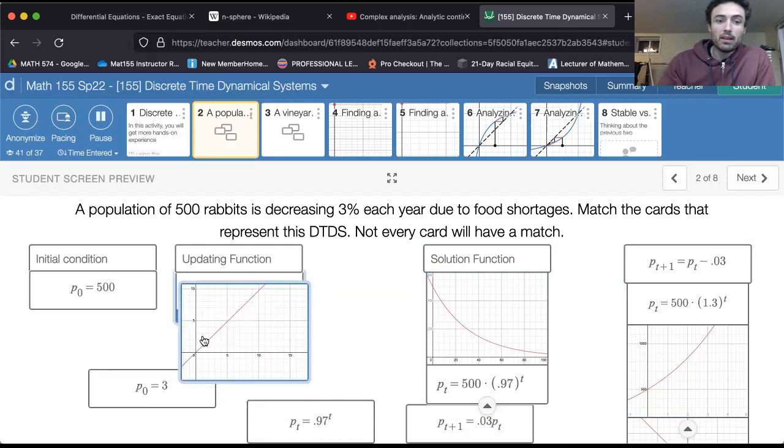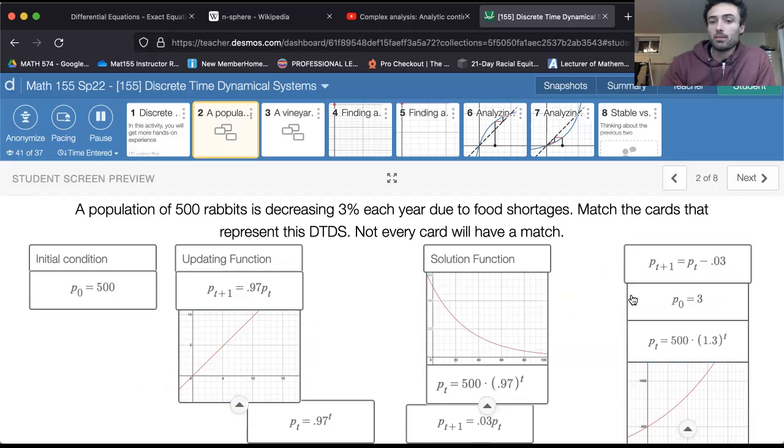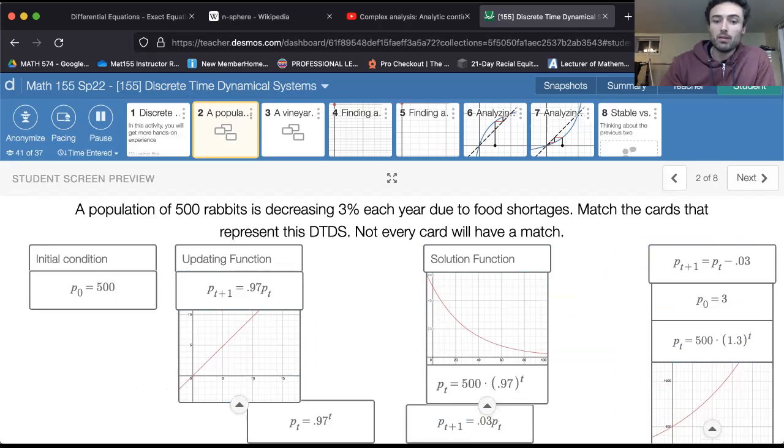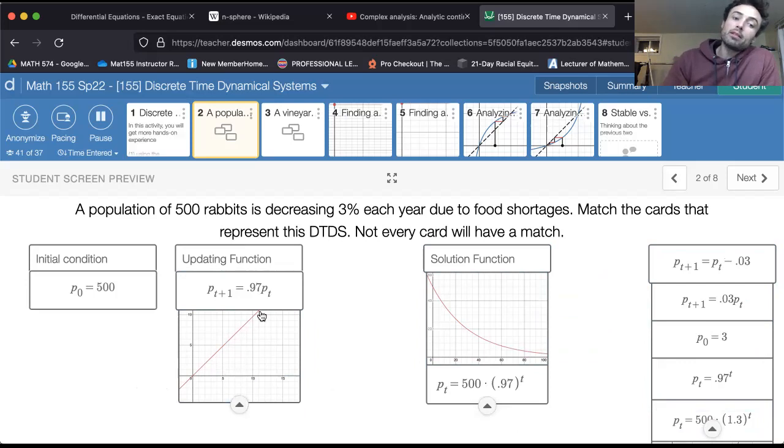Here we go. Finally, I have a plot of an updating function. Okay, I also don't care about this one. These are all just things I don't care about. Here's another thing I don't care about, and here's another thing I don't care about. All right. So my updating function almost has slope 1. It has slope 0.97. So here's my line with slope 0.97. It's my updating function. My initial condition is P0 equals 500. And here's my solution function.